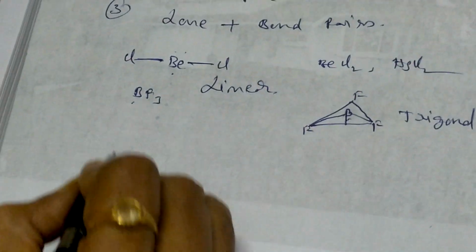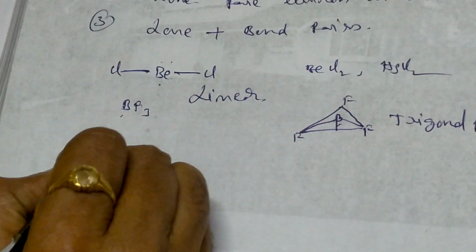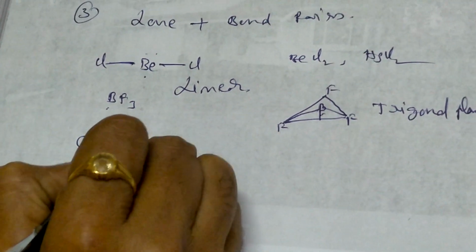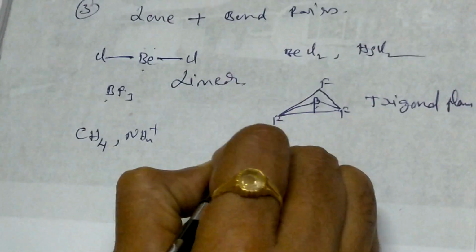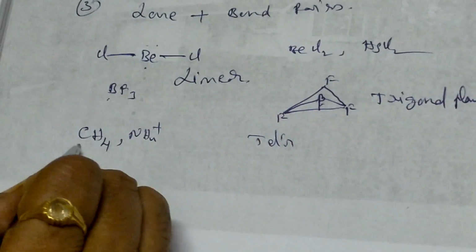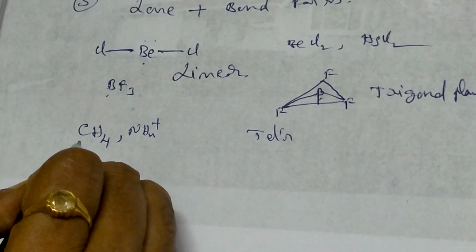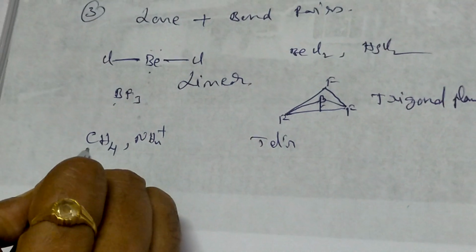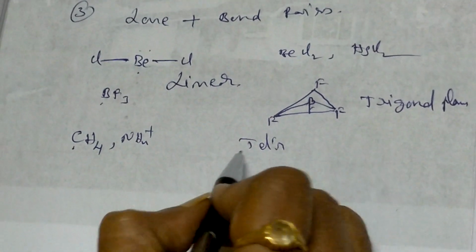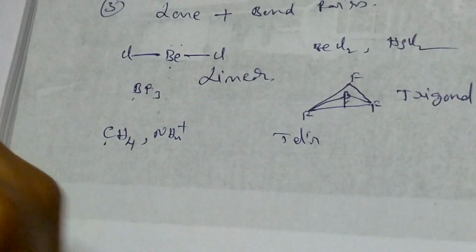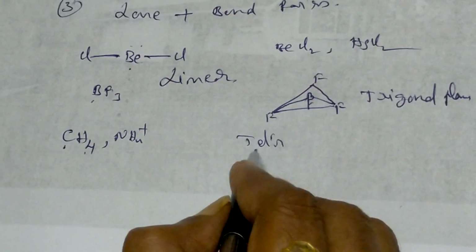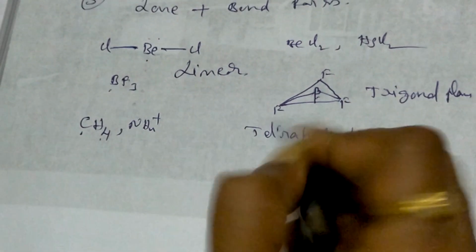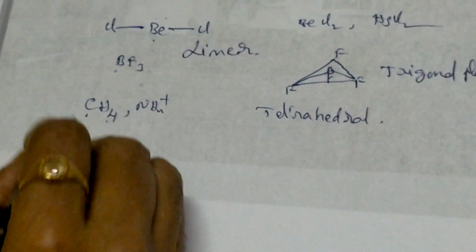Next, if you see methane, carbon tetrachloride, NH4 plus or whatever it is, that is tetrahedral. There is no deviation, because carbon has 6 electrons, 1s2 after leaving, 2s2 and 2p2, a total of 4 outer electrons making bonds with the 4 hydrogen atoms. So it is tetrahedral. Tetrahedral shapes are the same.